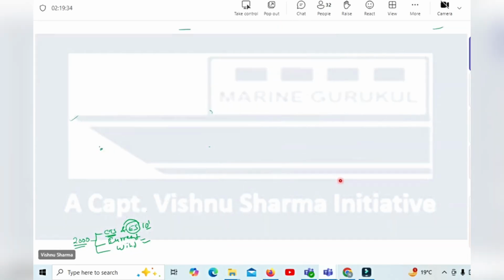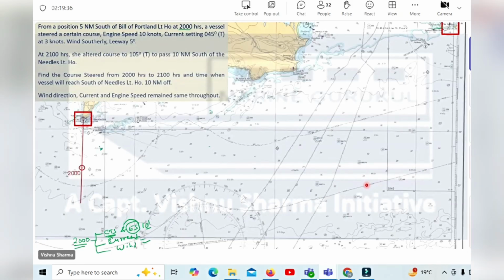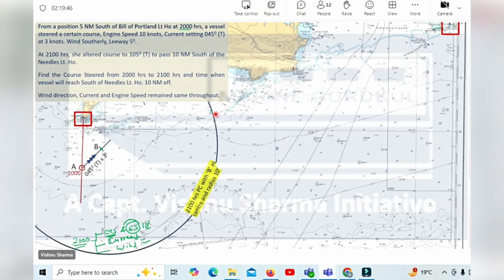So please tell me if anybody has any questions on this. Do you agree with this circle being the 2100 RPC? Yes or no? Please tell me. Yes, sir. Anybody in the class, if you have any doubts on the circle, please clarify now, so that when we proceed further, your focus should be on what is being discussed after that.